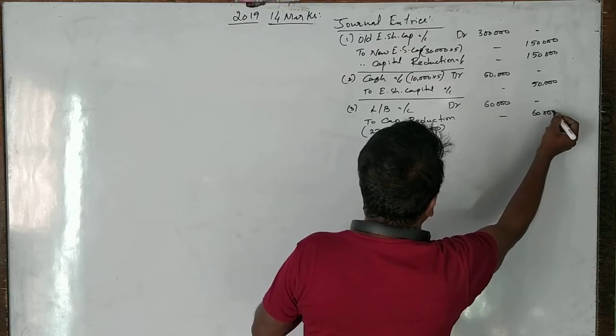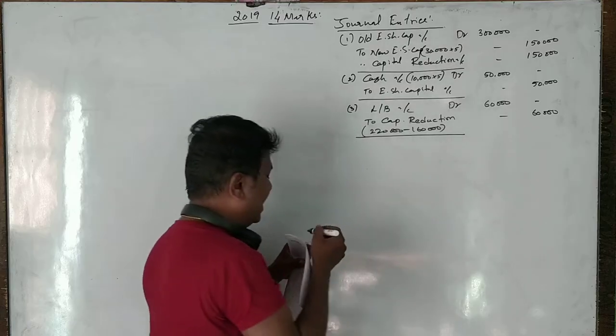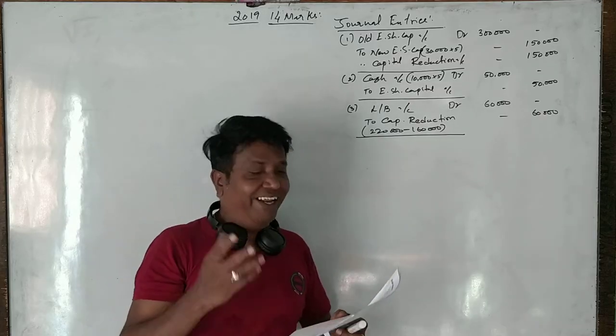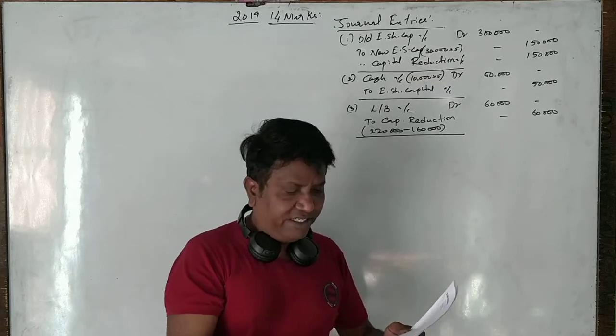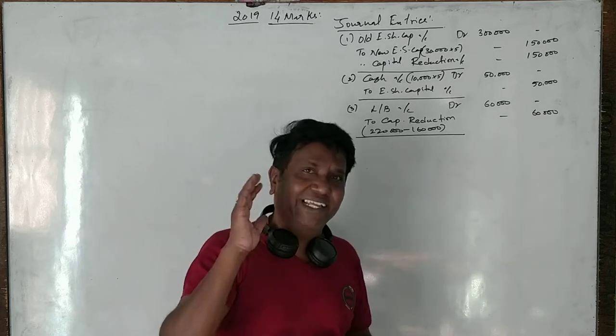How much is it? 60,000. There is an appreciation, so you can write "being land and building appreciated." This is a narration you can pass. In the same question, the second adjustment: goodwill to be written off. This anyhow we will do at the end.